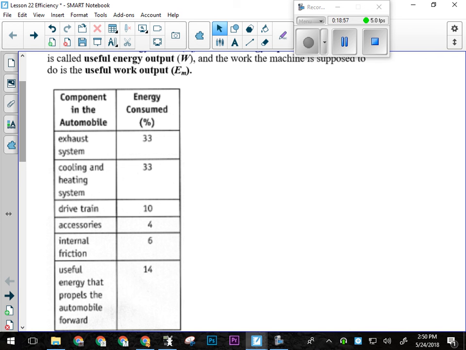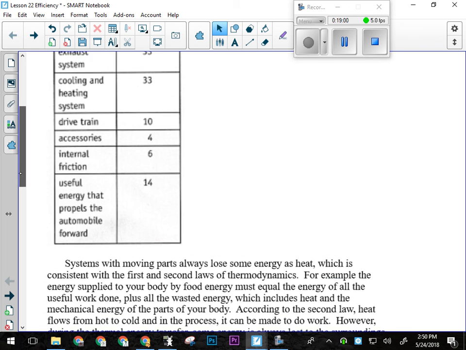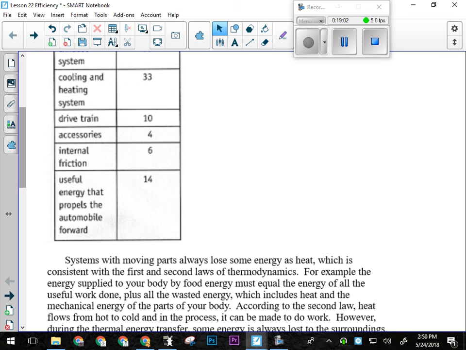Internal friction, 6%. What you're left with is 14%. So an average passenger vehicle, not a truck, let's say a small SUV or a mid-sized passenger car, runs at 14% efficiency. So you put $100 worth of gas in, 86% of it is wasted. It doesn't do any driving of the car forward. We accept that every day. You get in your car and accept that it's only 14% efficient.